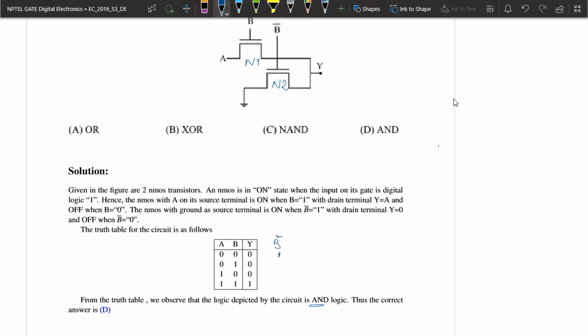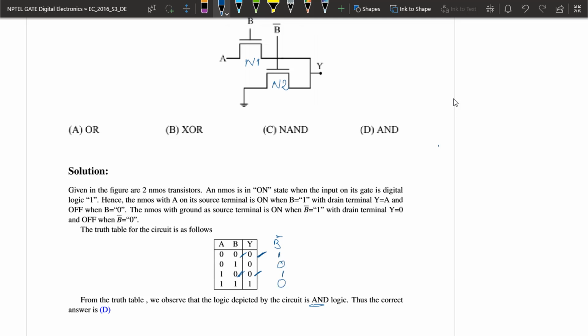At that time, N1 transistor will be off and N2 transistor will be on. This implies the output Y will be the voltage passed by the transistor N2, which is ground voltage. Therefore, the output will be 0. Whenever B is 0, the output will also be 0 because N2 transistor is on and it passes the ground voltage. Now, when B is equal to digital 1, B bar will be equal to digital 0.